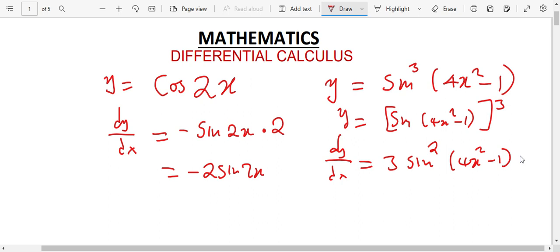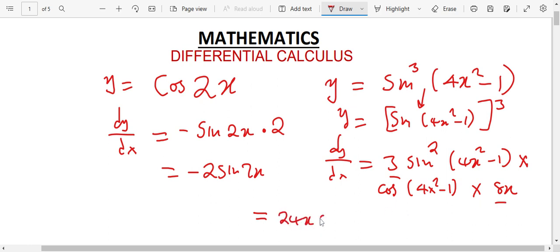If I'm done with that, now I'm going to multiply by the derivative of what is inside. I differentiate sin, I get cos. Maintain the angle the same way it is, 4x squared minus 1. Times, I'll now differentiate the angle, 4x squared minus 1, that will be 8x. So now write this together. I'll multiply the 3 by the 8, that's 24x. And then I'll write the cos of 4x squared minus 1, and then sine squared of 4x squared minus 1. So this is it. We are good.